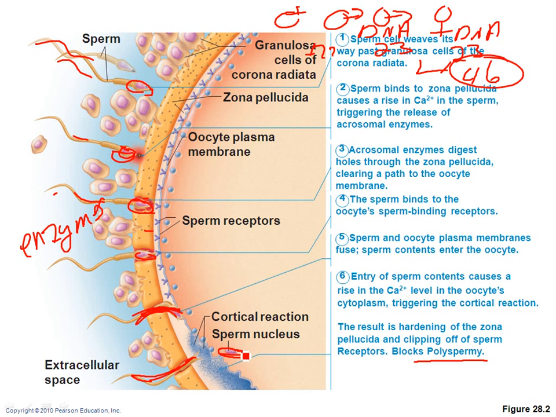So your sperm nucleus is basically what word do they use? Sperm contents, there you go. Sperm contents enter the oocyte. So we call that the sperm nucleus, enters the oocyte.